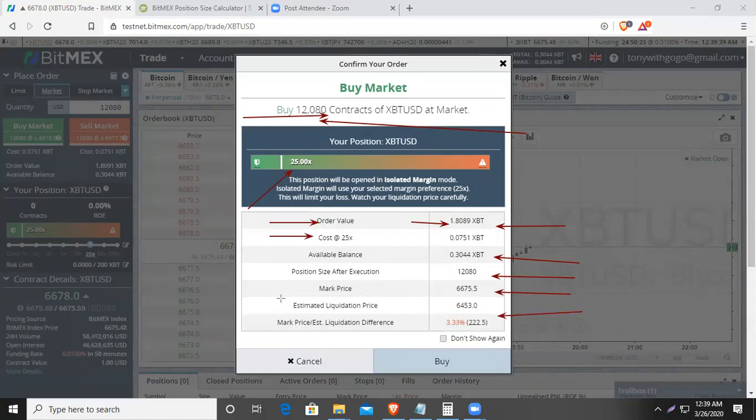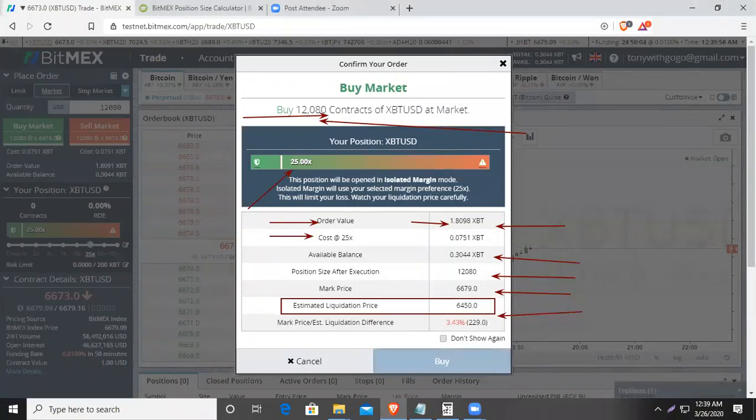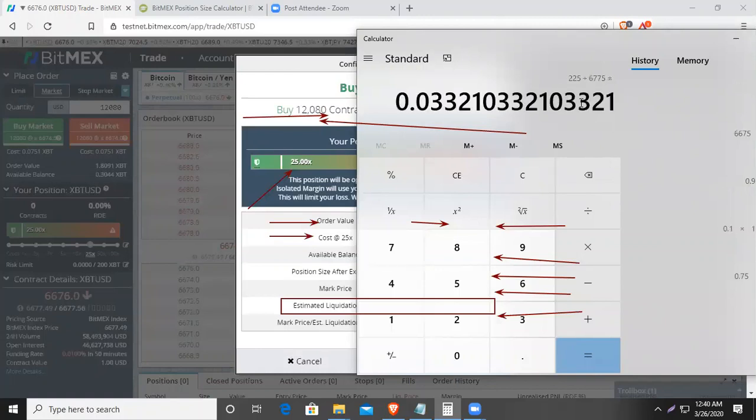When we are using 25x leverage, what is the window that we get? Let's say we are taking it at 66.75. And what is our liquidation price? Our liquidation price is 64.50. So if I subtract 64.50, I get a $225 window for my liquidation price. And if I divide it by 6775 and multiply by 100, that is approximately 3.3%.